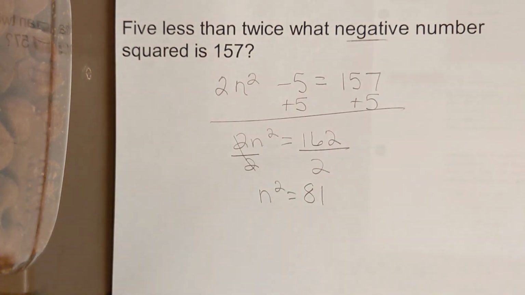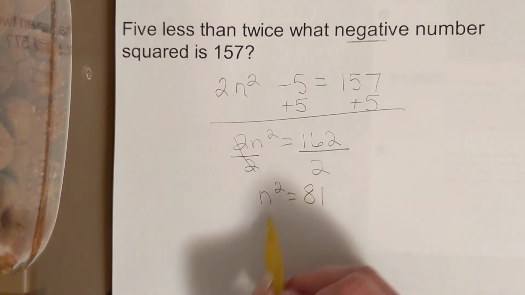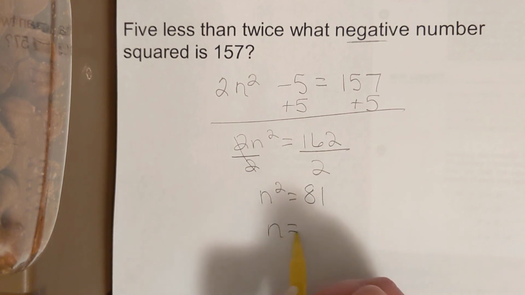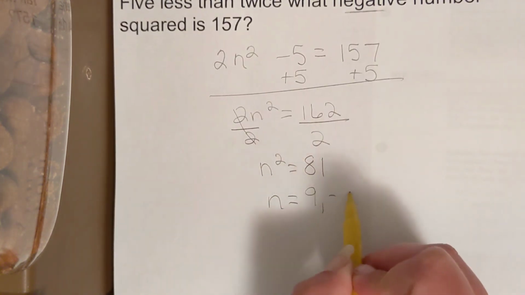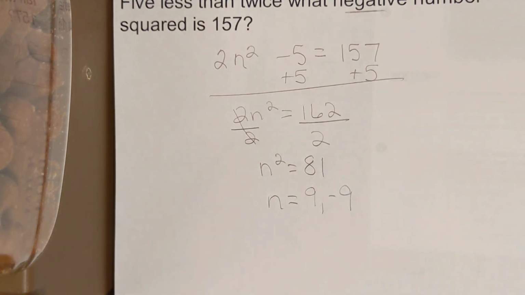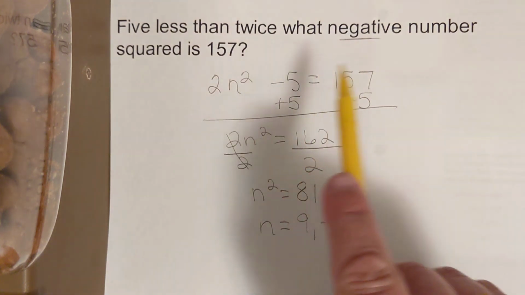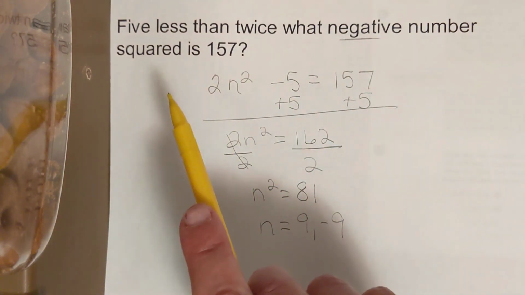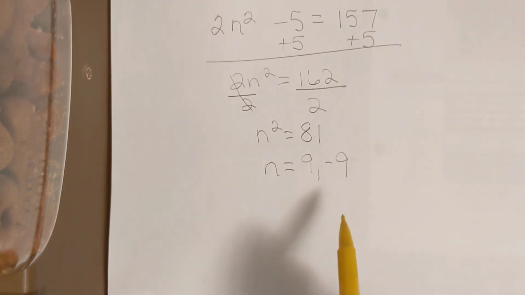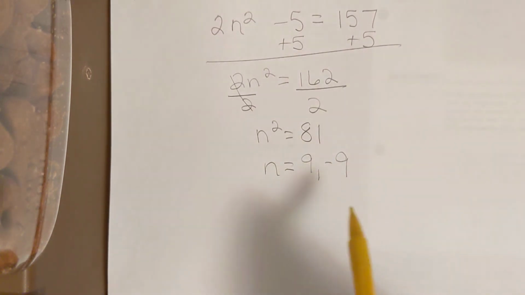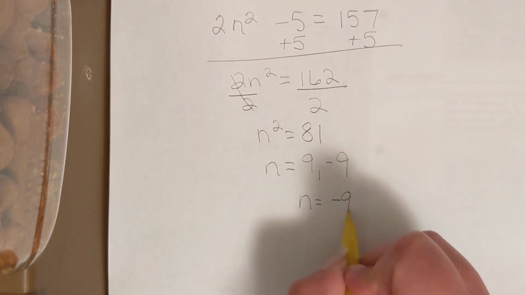So to solve for my n then, I need to take the square root of both sides. Square root of n squared is n. The square root of 81 is 9 or negative 9. If I go back to the question though, it says what negative number squared? So I'm not going to include my positive answer this time because it asks specifically for the negative number. So n equals negative 9.